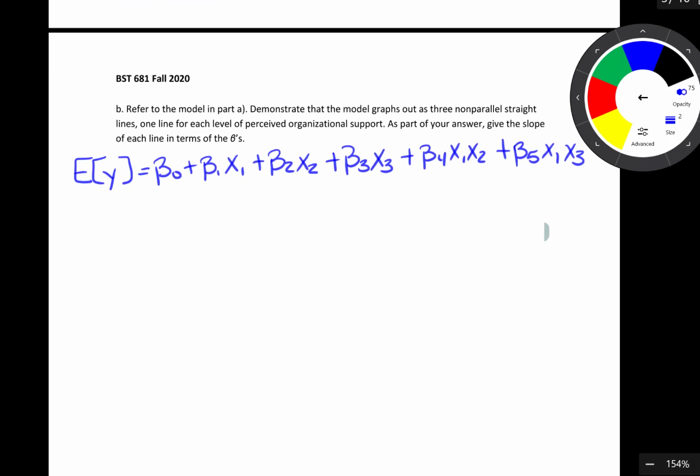And now we're going to look at each level of organizational support, and we're going to start out with low. So remember when we had low that x2 was equal to 0, and we had that x3 was equal to 0. Alright, so let's write our model when x2 equals 0 and x3 equals 0. So we have the following.